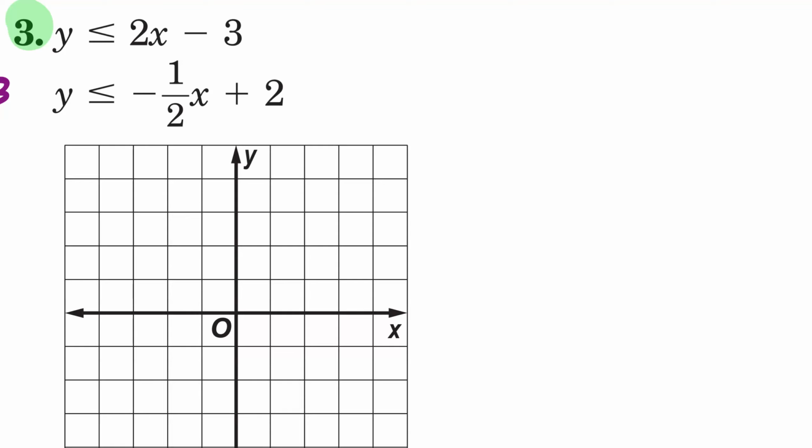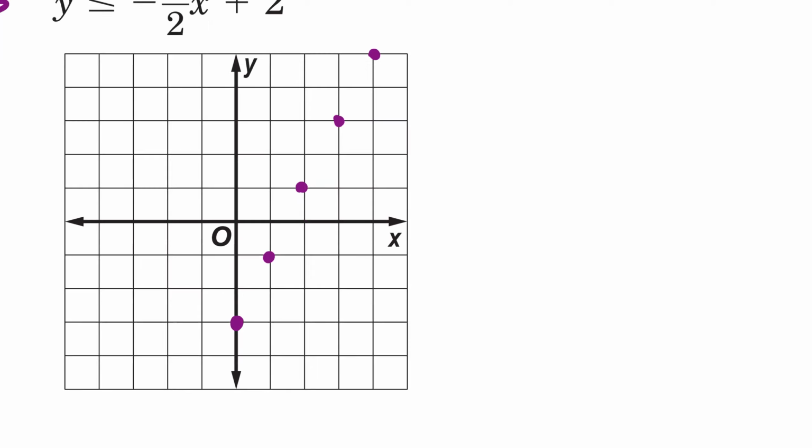So try number 3. You just grab both. That's great. So this one is going to be purple. It has a -3 intercept and slope of 2, so up 2 over 1. This is going to be solid because it's an or equal to.